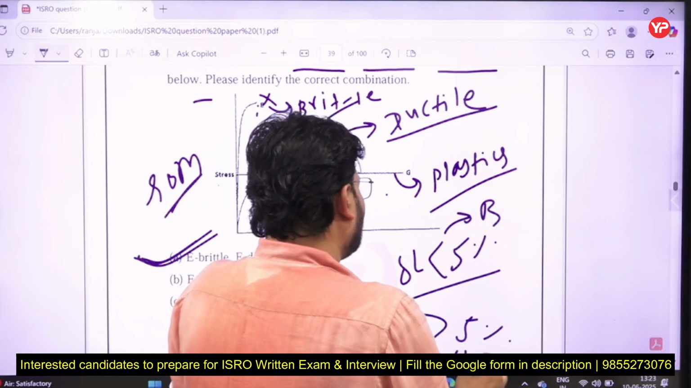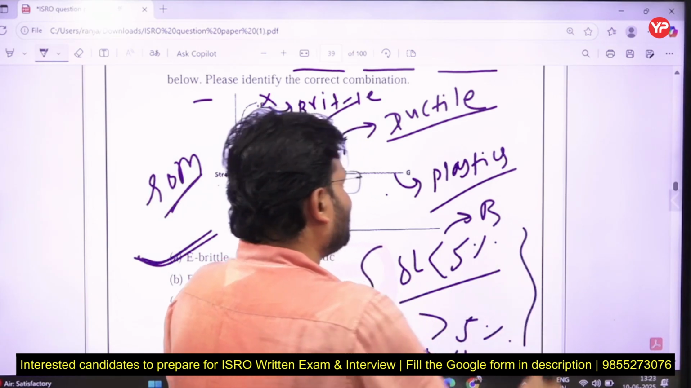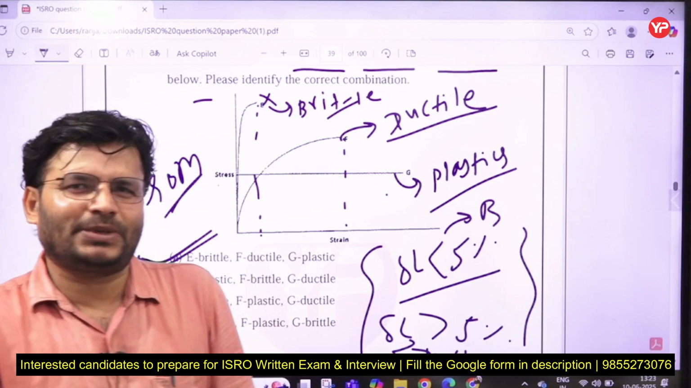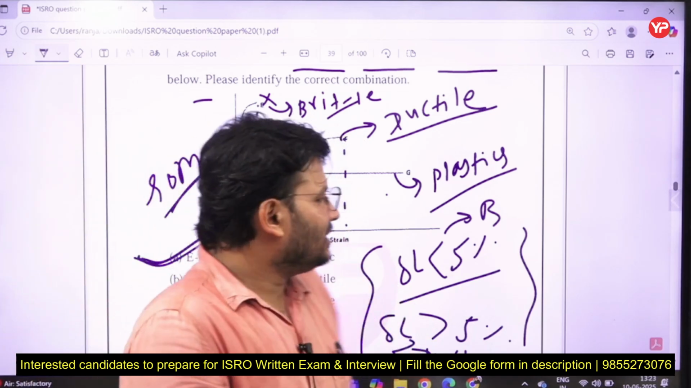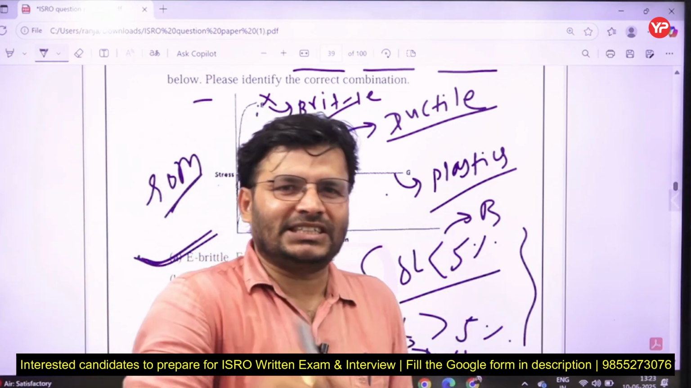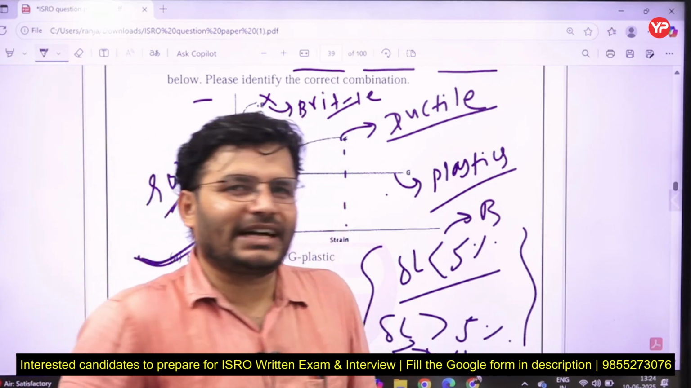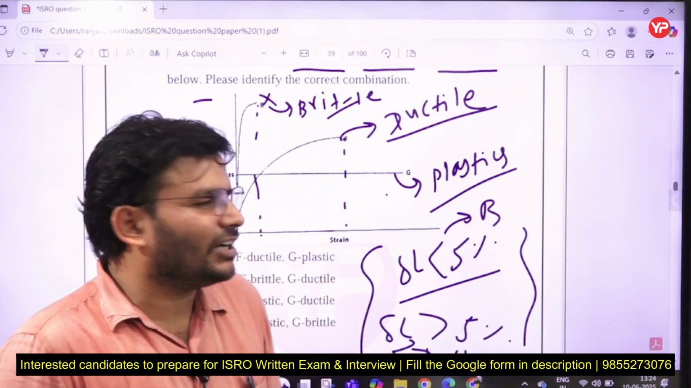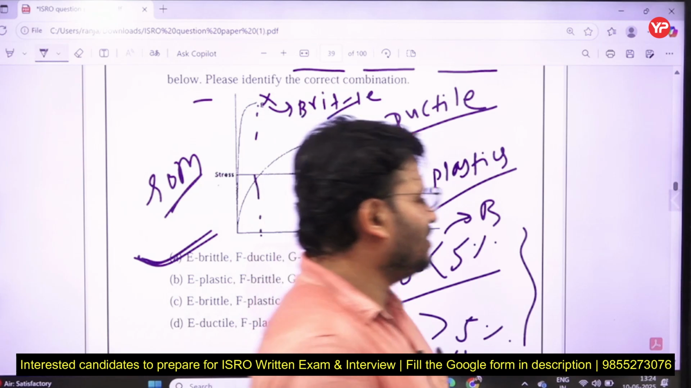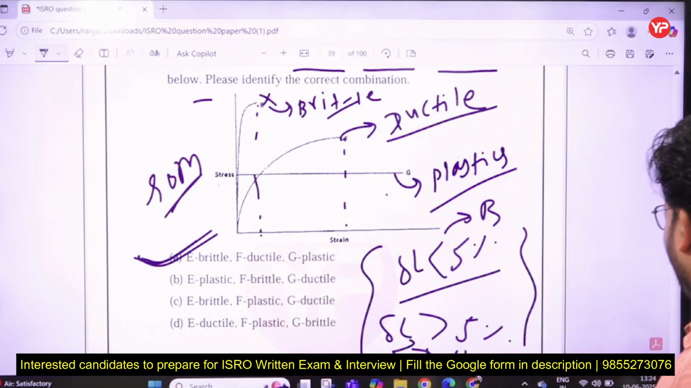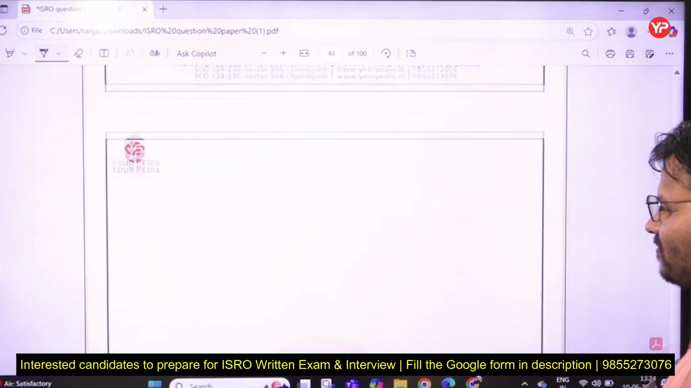So sometimes in an interview they may ask, so simply we can say if the change in dimension is less than 5% before the fracture, then it will be called brittle. But if the change in dimension is more than 5% before the fracture, it is known as what? Ductile. So these are basic generic things that you have to know, even they can ask in the interview also. Fine, come to the next question.